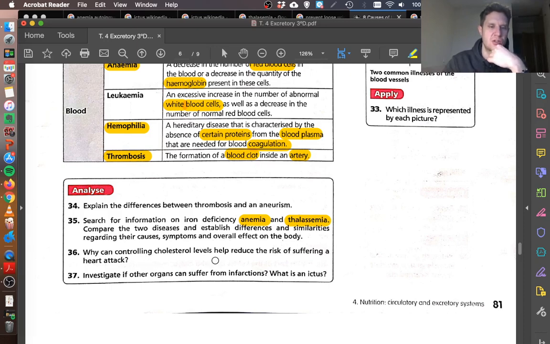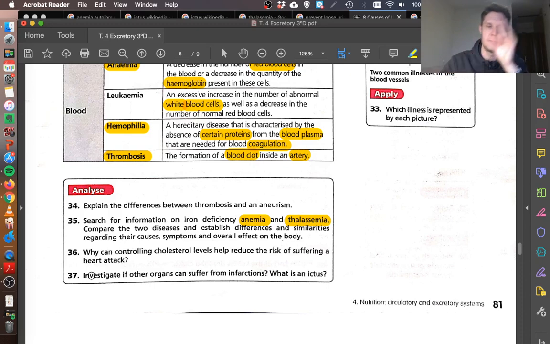Can controlling cholesterol levels help reduce the risk of suffering a heart attack? We don't need to control cholesterol if our diet is based on vegetables and fruits, and nuts, and garbanzos, lentejas, legumbres, legumes. So if we base our diets on that, we're not going to have any problem. So forget about cholesterol. It's just to improve your habits.